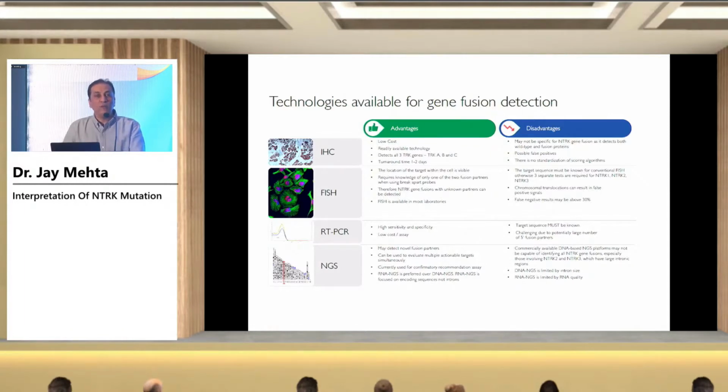As far as immunohistochemistry is concerned, it's low cost, it's easily available. Most labs would have it. It has a rapid turnaround time. And the antibody that one has is a pan-NTRK antibody. It tests for all three rather, NTRKs A, B, and C.